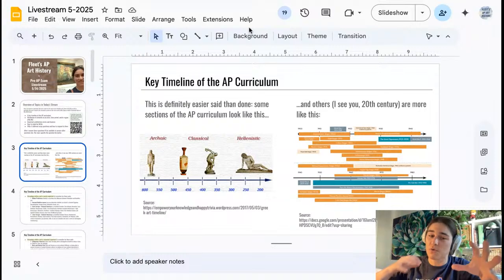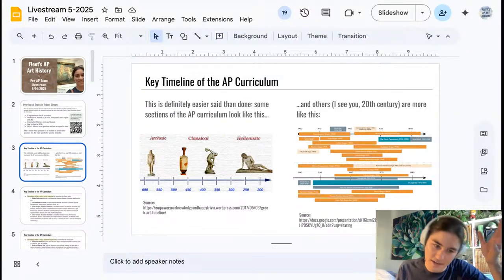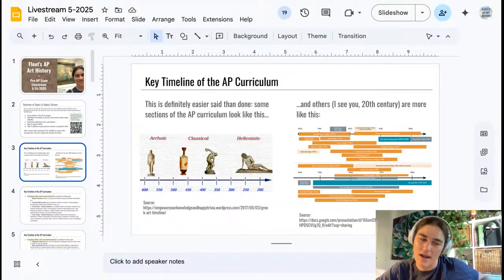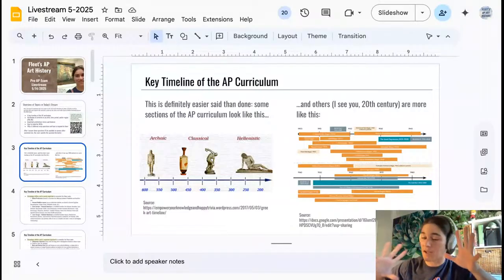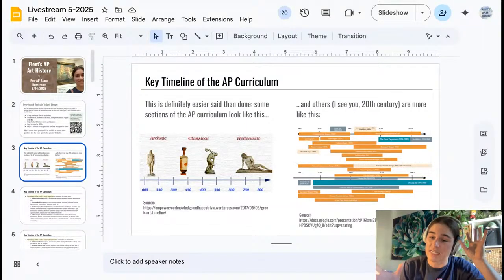For ancient Greece, we have archaic, and then after archaic is classical, and then after classical is Hellenistic. It's very nice, and one is kind of after the other. There's not really a ton of overlap, right? But there are others, like the 20th and 21st century, that are more like this. There are lots of things happening simultaneously, and it tends to be a little bit more confusing and overwhelming. Okay.